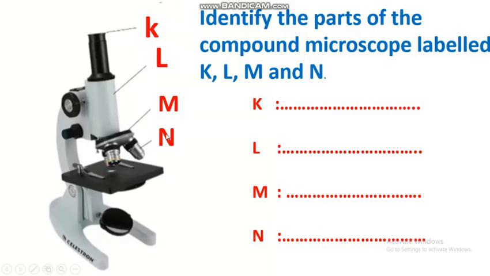So first of all, we need to know the definition of a microscope. A microscope is an instrument used for magnifying and viewing objects that are too small to be seen easily by the naked eye. So that is what a microscope is.